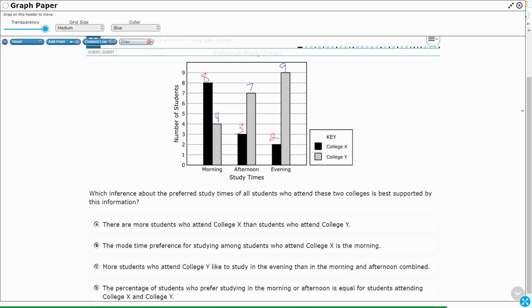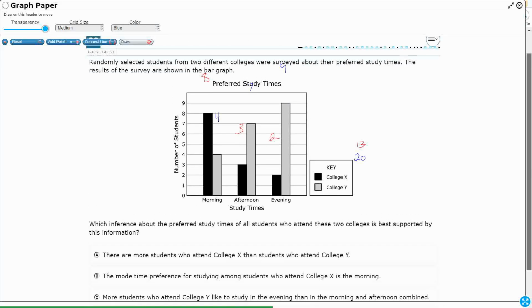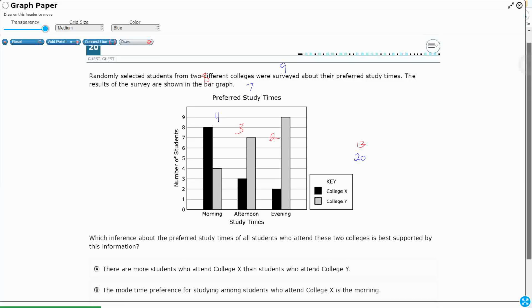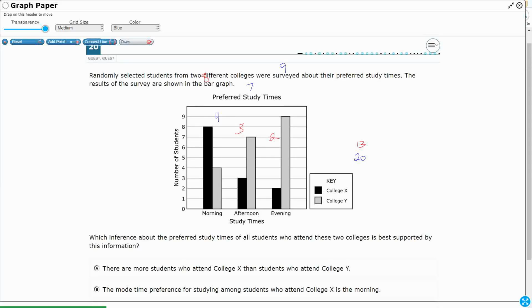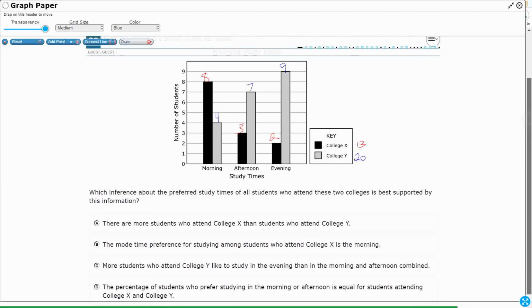All right, so let's see what we got here. There are more students who attend college X than students who attend college Y. I don't think you're going to find that. College X has 13, and then college Y has 11, that's 20. So just because there were more students surveyed, I don't think that we can say that there's more students at one than the other. Do you see how they're randomly selected students? So A is not going to work for us. That's just a random sampling.